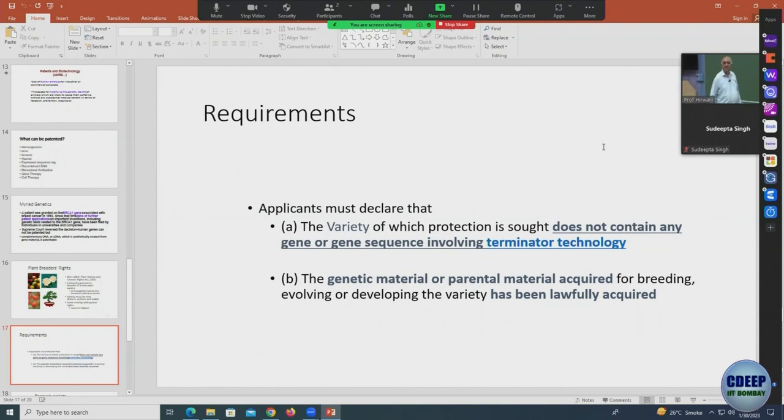And the genetic material or parent material for breeding and evolving must have been lawfully acquired. A lot of bioprospecting is taking place around the world, a lot of biomaterial being stolen. So, we say it should have been lawfully acquired. There has to be an agreement. You got it from an agriculture university, research institution or somebody. There is a proper agreement. We say prior informed consent.